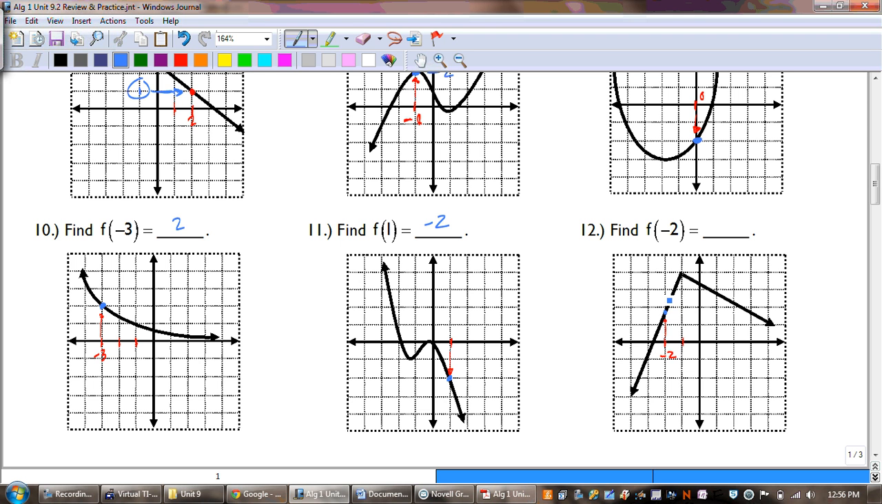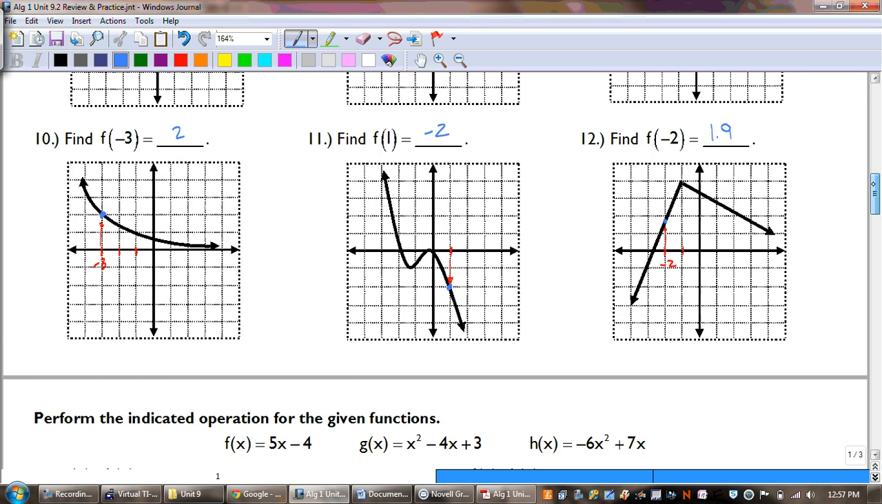And there we go. It's not directly at 2. I think it's a little less than that. So I'm going to say about 1.9. Okay. You could have said 2. I think it's just a little less than that. Okay, let's flip it over.